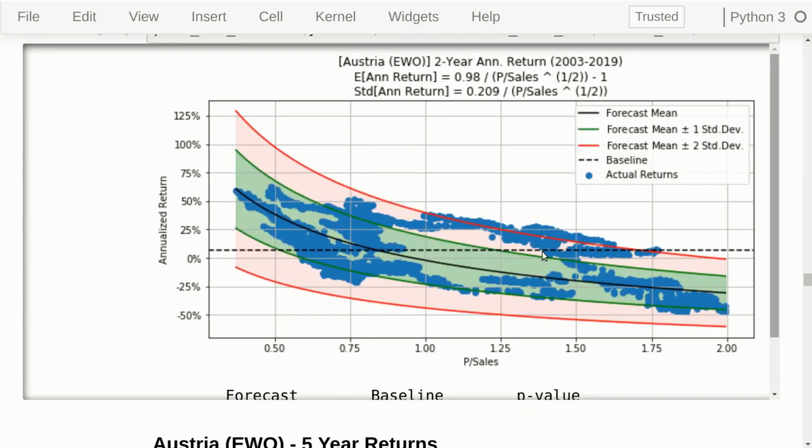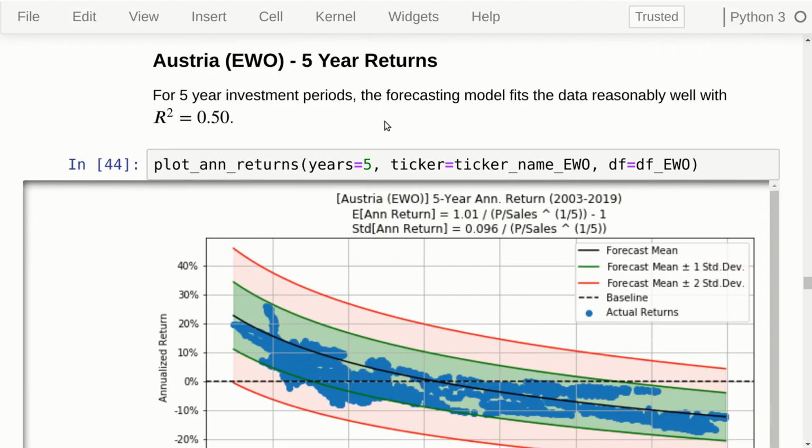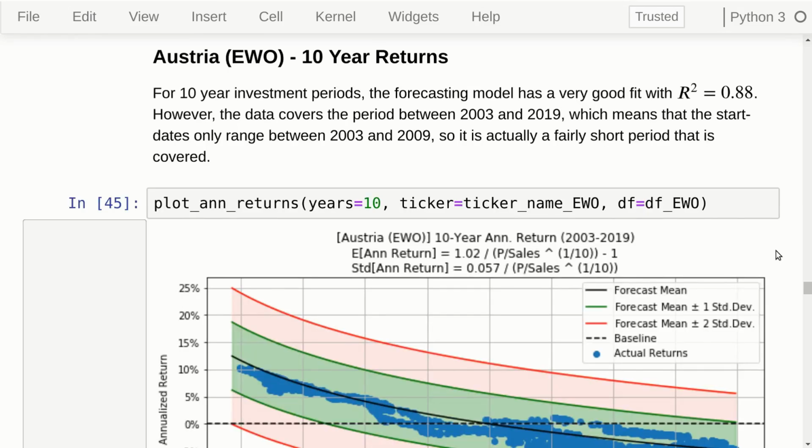And we have it in this plot here, and the actual returns are spread around quite significantly around the forecasted mean, so the R-squared value is 0.19. But when we consider 5-year annualized returns, the fit gets a lot better with an R-squared value of 0.50. And as we can see on the plot, the actual historical data as the blue dots starts to fit the solid black line better. And if we look at 10-year annualized returns, the fit gets even better.